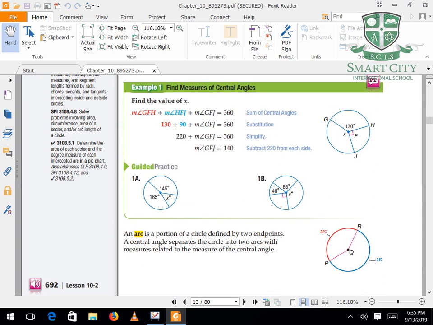Let's see this example. We have here three different angles. One of them is 130, one of them is 90, and the third, X, is missing. To find the missing angle X, add the two given angles, 130 plus 90, and subtract from 360 as shown. So it will be at the end 140 degrees.